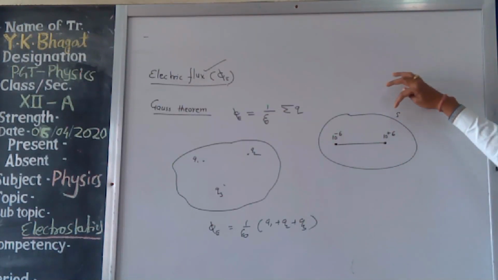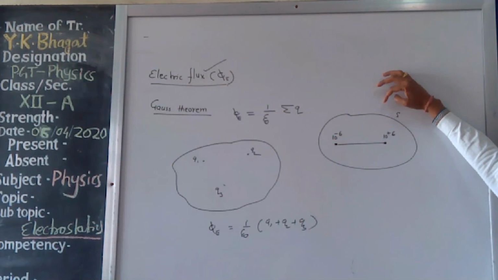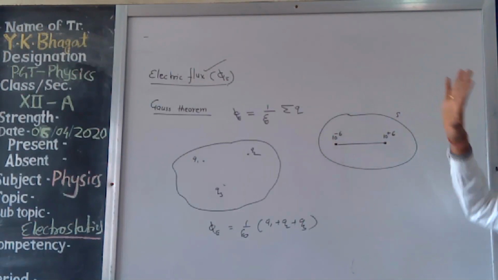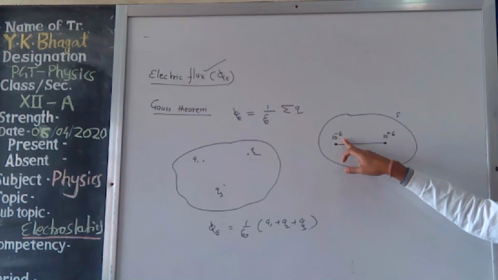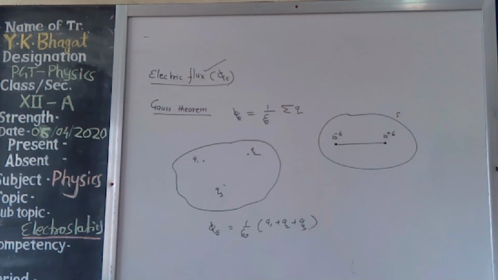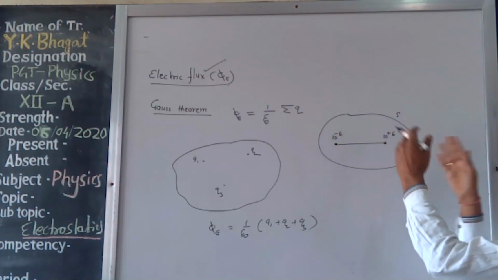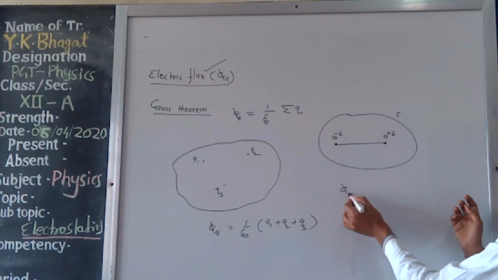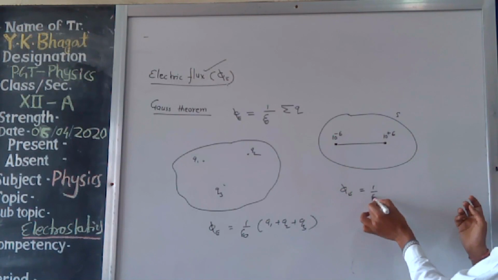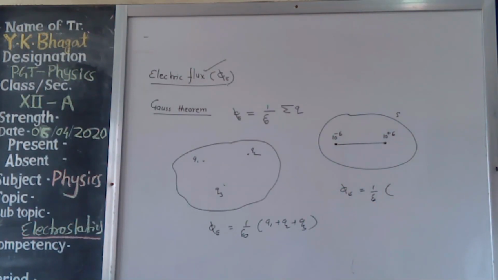Yes, these surfaces contain a small dipole having charge plus 10 raised to minus 6 and minus 10 raised to minus 6. Then what will be the total flux coming out through that surface? According to Gauss theorem, simply it will be 1 upon epsilon naught times the summation of total charge.